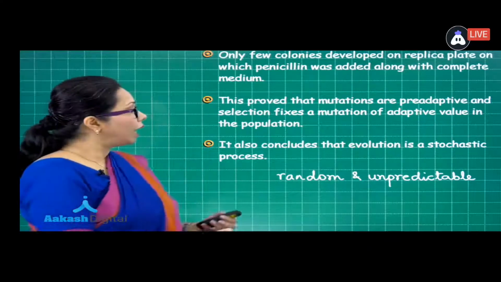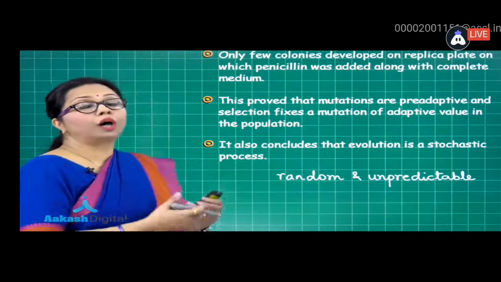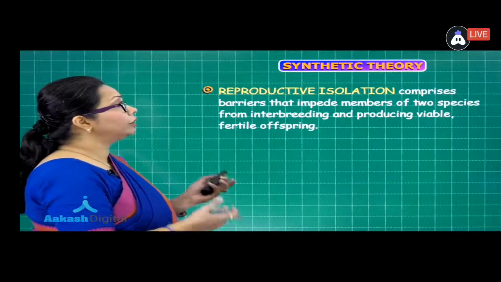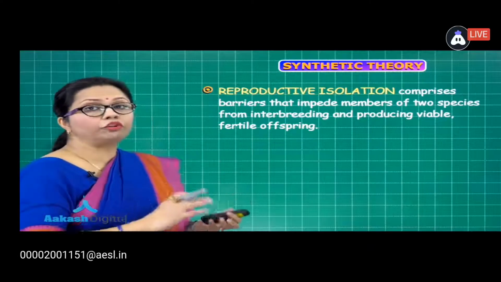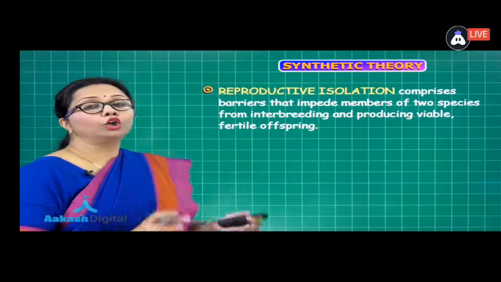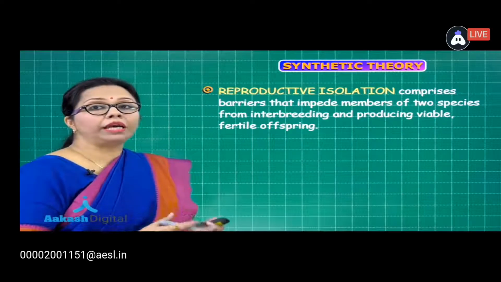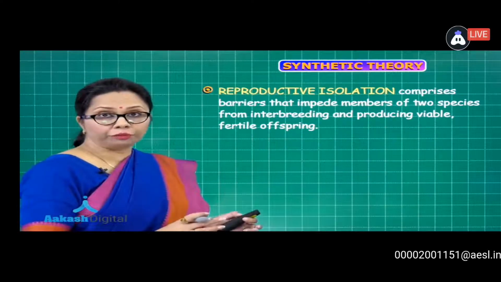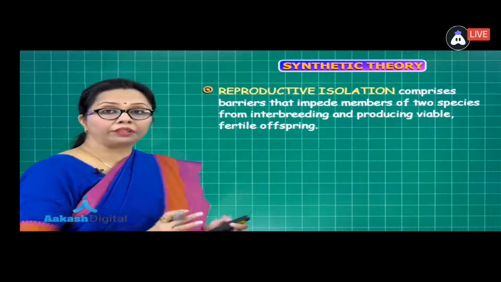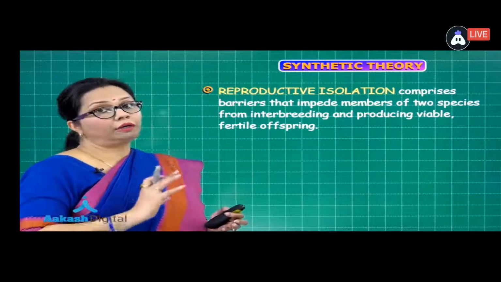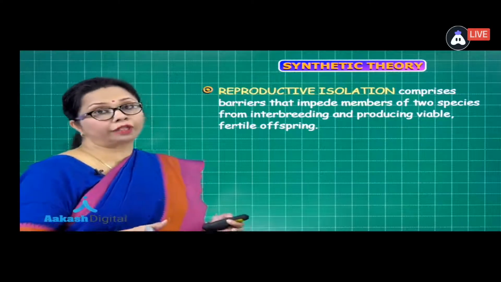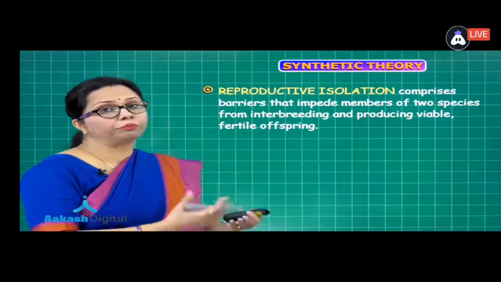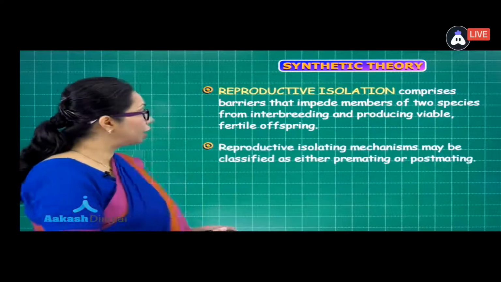Now moving on from selection to other factors, that was reproductive isolation. Now reproductive isolation is, we can say, any mechanism which is preventing interbreeding between two species, and that maintains the purity of the species. So as we know by the definition of a species, a species comprises members who can freely interbreed in nature and produce fertile offspring, but at the same time members of one species cannot breed with members of another species.